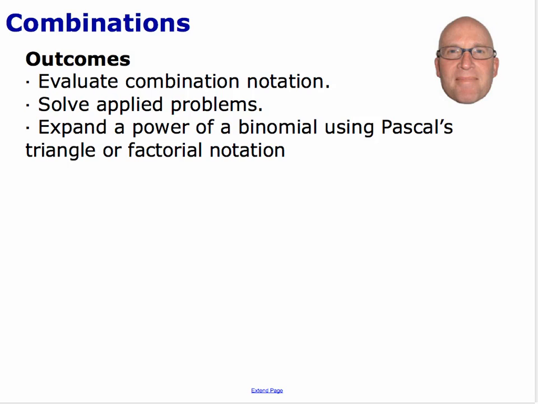In our last video we looked at permutations and found that permutations were arrangements of objects where order was important. Combinations are not arrangements, but selections from a group of things where order is not important. It doesn't matter what order they come in.